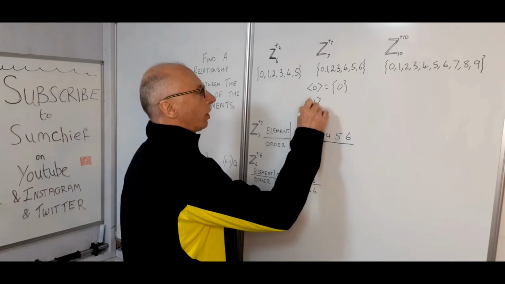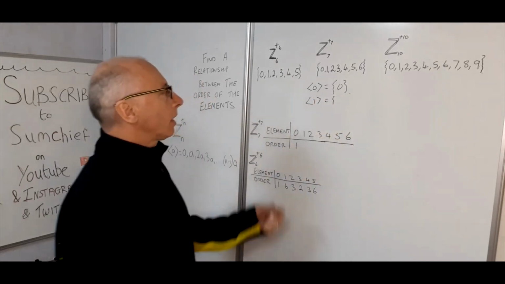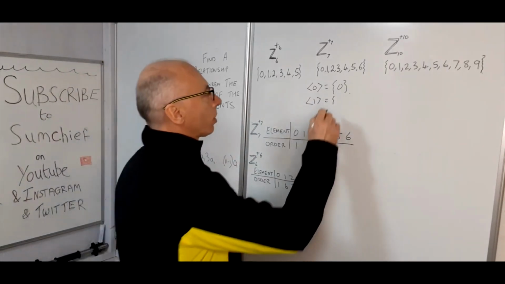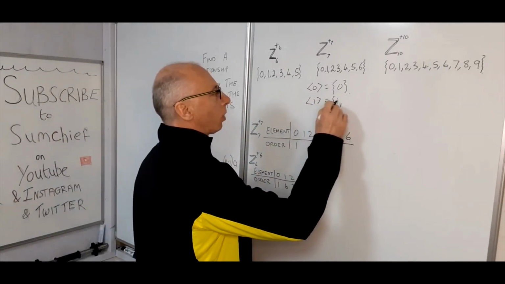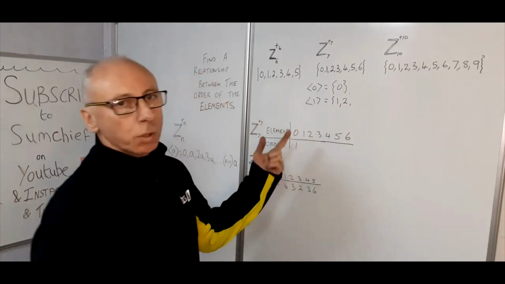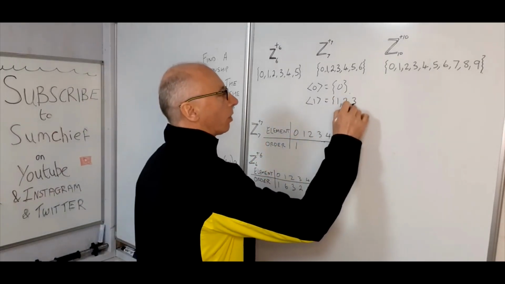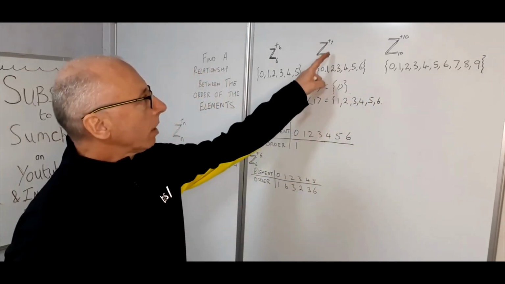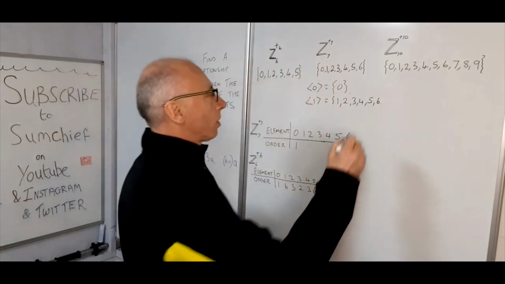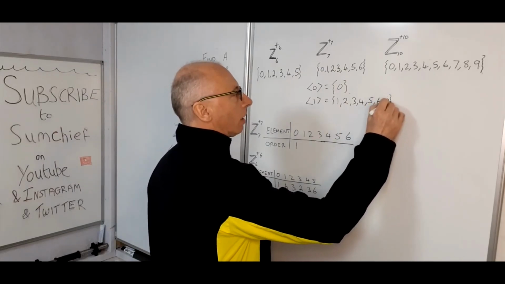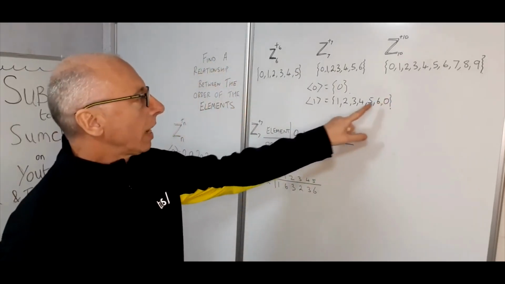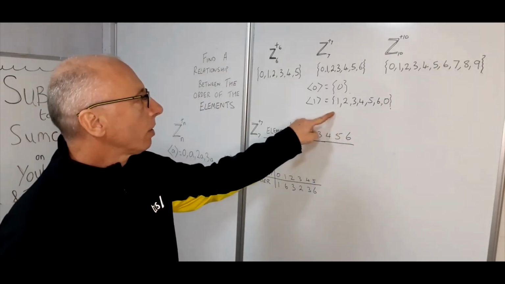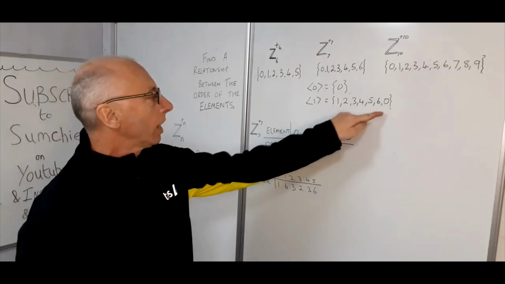Let's try 1. Just keep adding 1 to 1 and then each one along. 1, add 1 to that gives us 2. 2 plus 1 is 3. We're going to keep going all the way along the line to 6. And then 6 adding 1 is 7, modulus 7 gives us 0, which then, adding on 1, takes us back to the original element. So this one has order 7. There are all 7 elements in there.